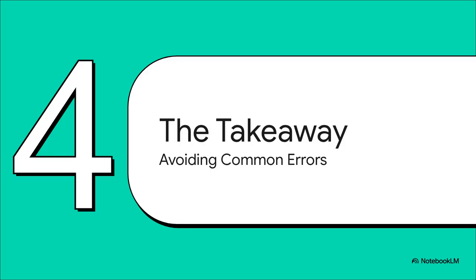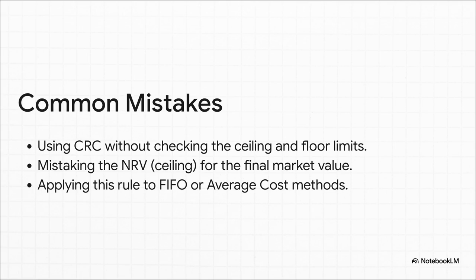Understanding the steps is one thing, but avoiding the common traps when you're under pressure is the real key. So let's wrap this up by focusing on how to get this right every single time. Here are the 3 biggest mistakes I see people make. Number 1, they see the current replacement cost and just run with it, completely forgetting to do the Goldilocks test. You have to check the ceiling and floor. Number 2, they mix up NRV and market value. Remember, NRV is just the ceiling, not the final answer. And finally, they forget that this whole ceiling and floor process is specific to LIFO and the retail method.